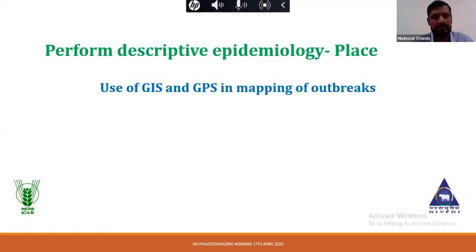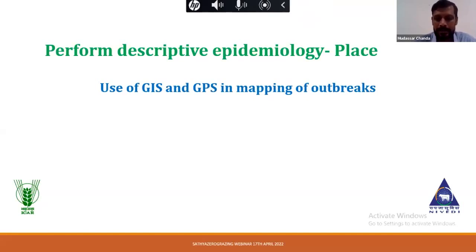And we train people on how to use GIS and GPS in mapping of the outbreaks. As I said, this is just an overview of outbreak investigations. You need to remember that all these things can be done. Maybe the GIS component cannot be done without any training, but still remember that it can also be done. Even hand-drawn maps can be done when you have some difficulties. So we train people in a 5-day training program that will cover this.